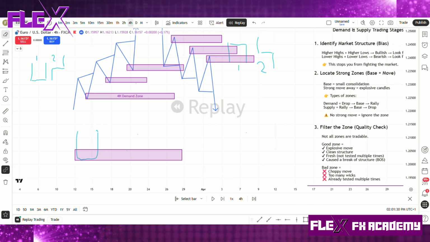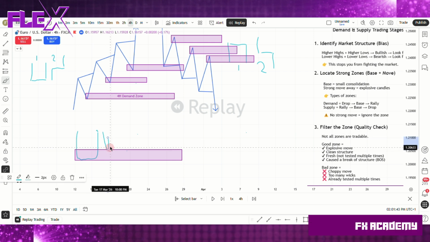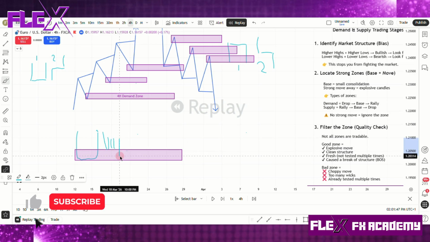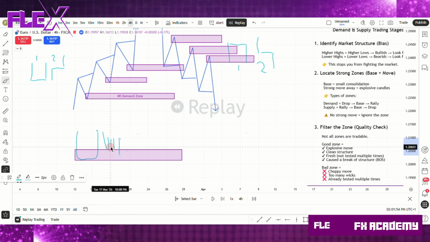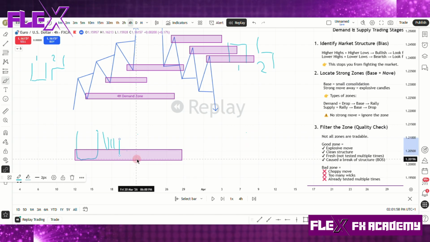And then there are too many ways of coming into the zone. For example, sometimes you have the wick touching the zone, touching the zone, touching the zone, before the body finally enters the zone. Those kinds of trades I would not want to enter. And if I have already tested the zone, that is also something I don't want to do.